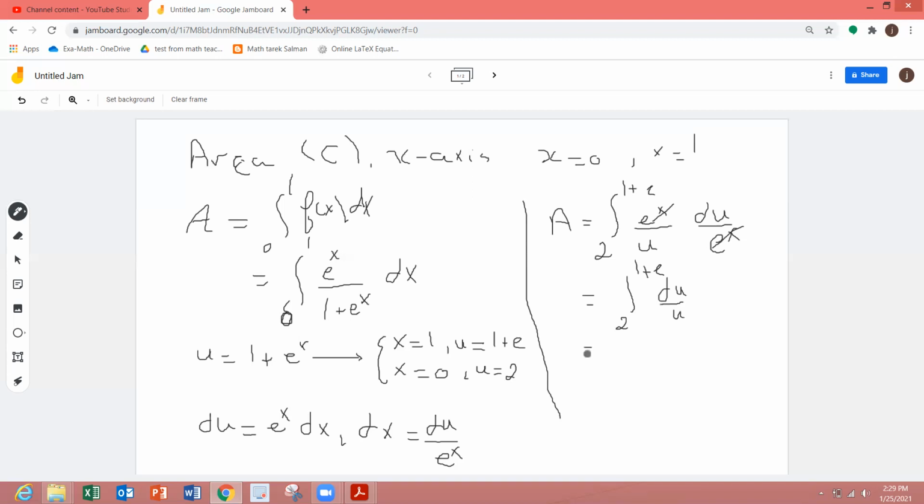What is the integral of du over u? ln u plus c. Ln u between 1 plus e and 2 equals ln of 1 plus e minus ln 2. We can find it on the calculator, and we can write, if we want, ln of (1 plus e) over 2.